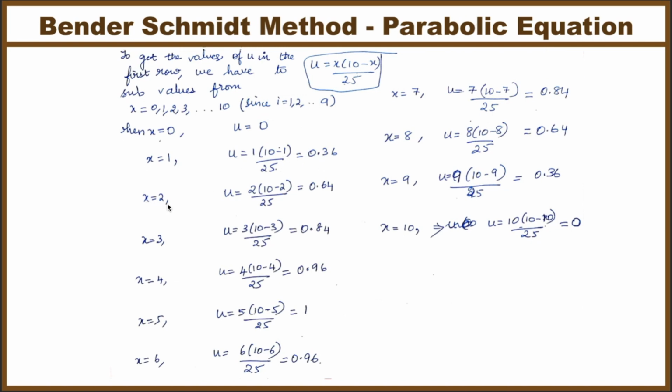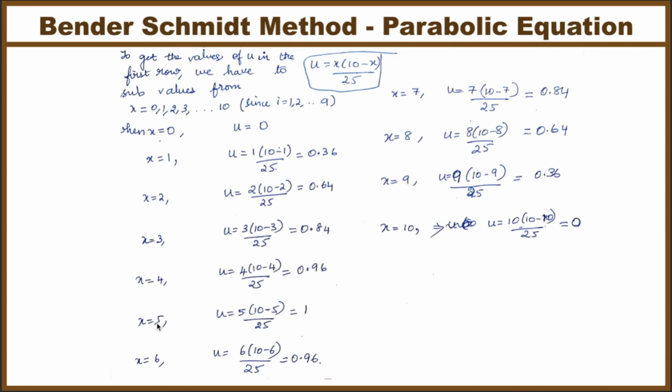Then x is equal to 2, u is equal to, substituting x is equal to 2 into 10 minus 2 divided by 25, that is 0.64. Then x is equal to 3, so 3 into 10 minus 3 divided by 25, that is 0.84. X is equal to 4, 4 into 10 minus 4 divided by 25. So it is 4 into 6 divided by 25, 24 by 25, it is 0.96.